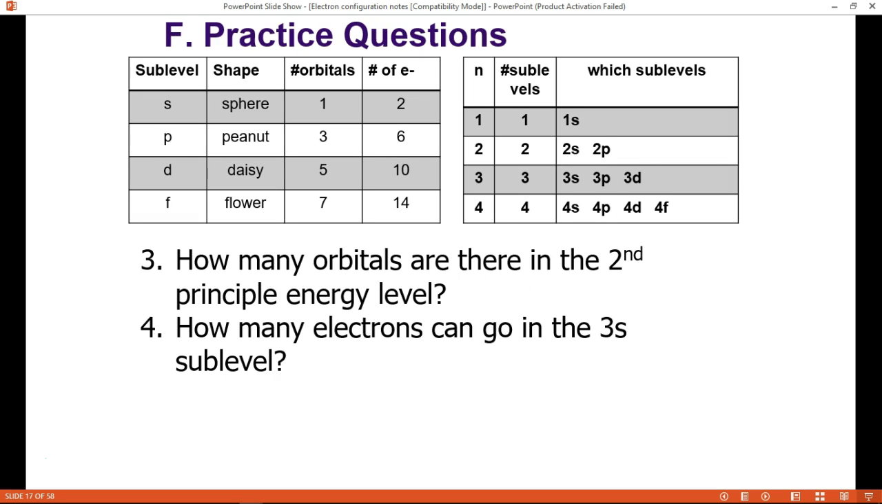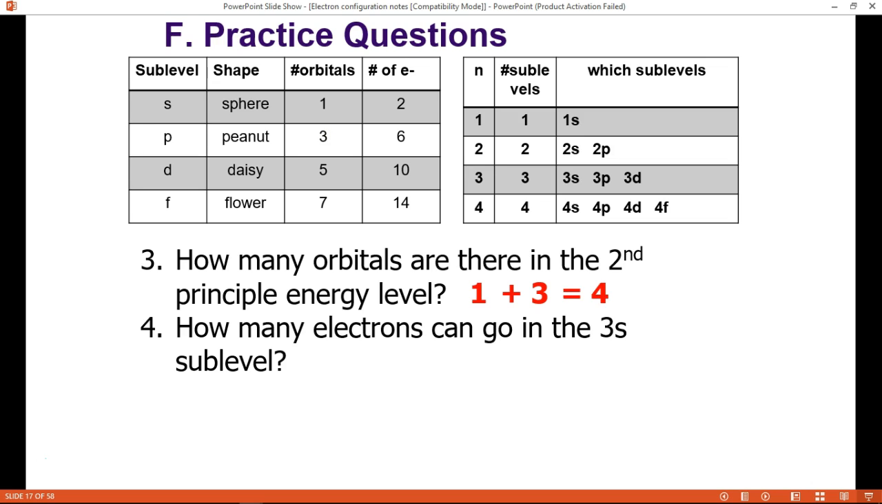All right, number 3, how many orbitals are in the second principal energy level? So that's when n equals 2. And when n equals 2, we have 2 sublevels, 2s and 2p. What orbitals are in there? Well, in the s for spherical, we have 1 orbital. And in the 2p, we have 3 orbitals. So that's 1 plus 3, or 4 orbitals altogether in the second energy level.